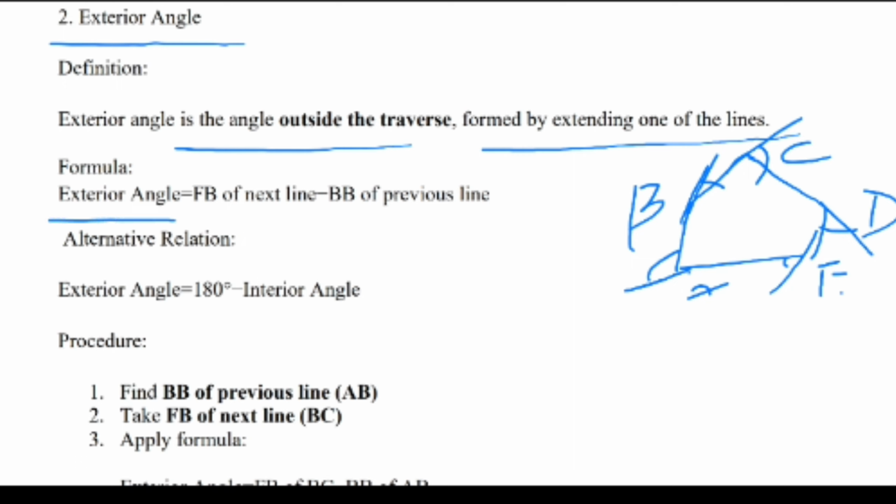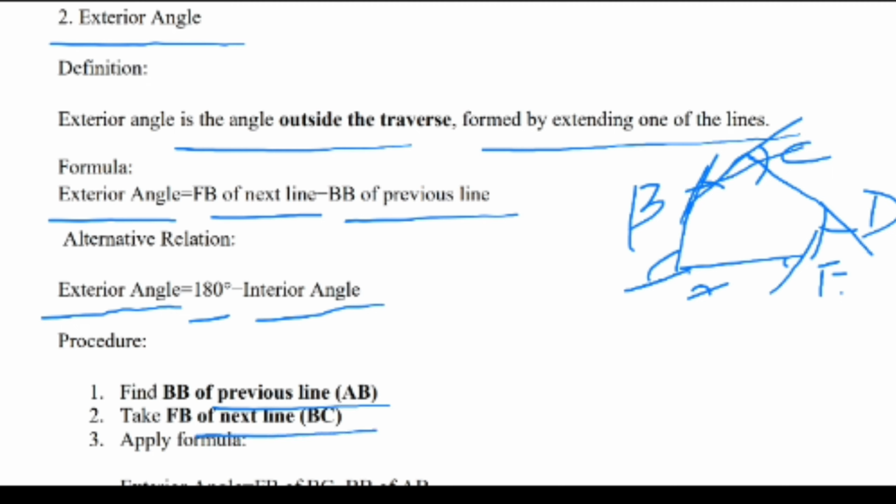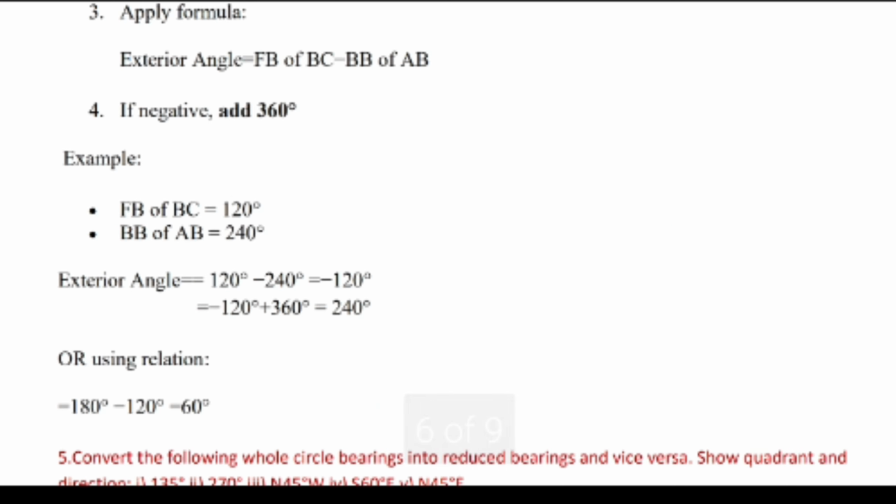The formula for exterior angle: forebearing of the next line minus back bearing of the previous line. Also, exterior angle is 180 minus interior angle. The procedure: first find the back bearing of the previous line AB, take the forebearing of BC, and apply the formula: exterior angle is equal to forebearing of BC minus back bearing of AB. If you get a negative value, add 360 degrees, same as for the interior angle.